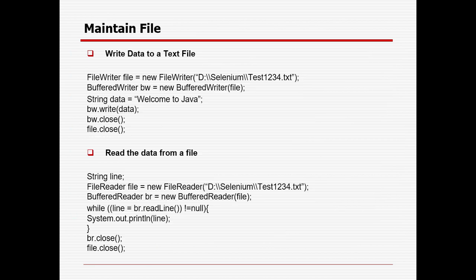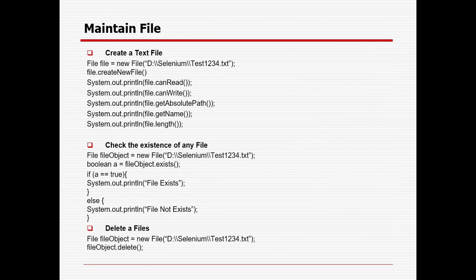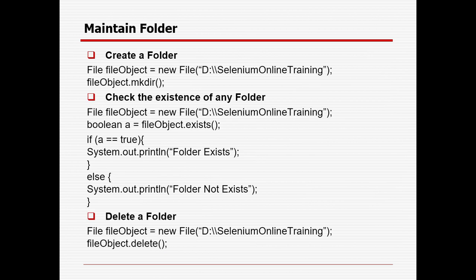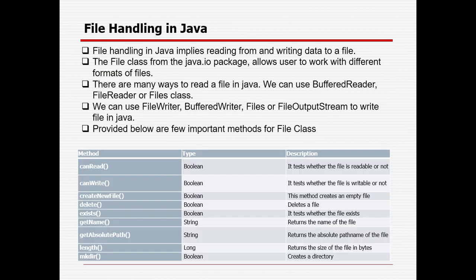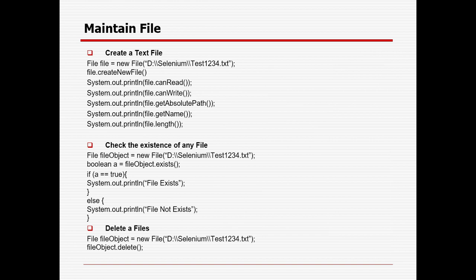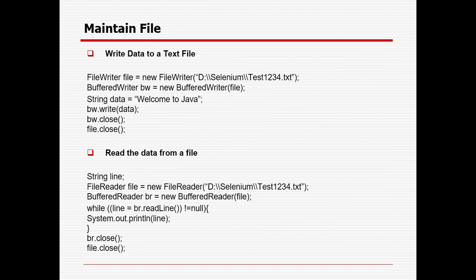So the file part you have already seen, right? With the help of the Java File class, we can create a folder and create a file. File handling in Java is possible with the help of the java.io package. We can read the file, check whether the file is readable or writable, create a new file or folder, and check the existence of the file or folder. We can get the name, the absolute path, the length, and we can delete the folder and file as well. With the help of FileWriter and BufferedWriter, we can write the file. With the help of FileReader and BufferedReader, we can read the file.